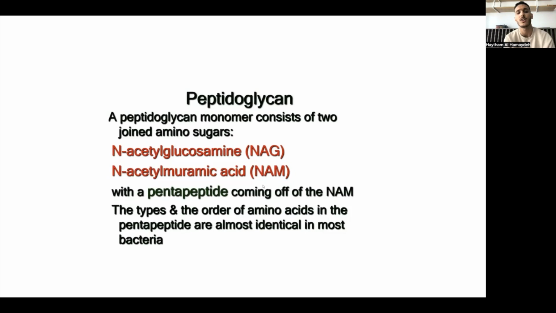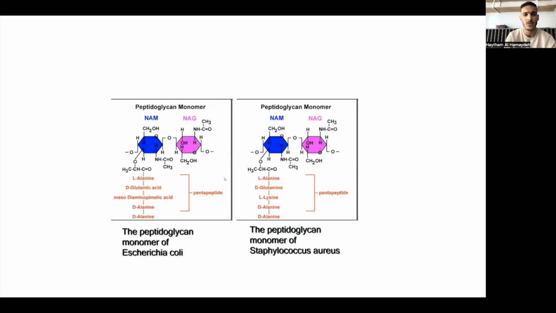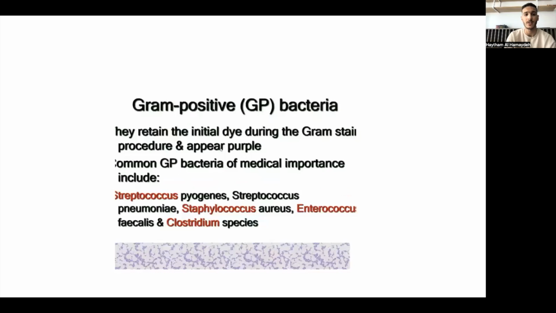And so these hexagons are NAG molecules and NAM molecules attached to each other, one after the other consecutively, to form a very thick layer, okay? And I'll show you. For example, these are the peptidoglycan monomers, NAM and NAG, and they are attached to each other to form this huge, thick peptidoglycan layer on gram-positive and a thin peptidoglycan layer on a gram-negative.